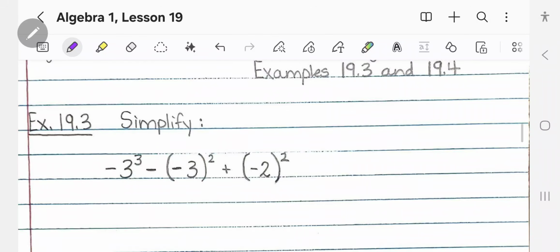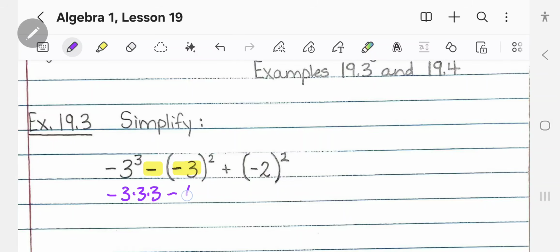So I'm going to copy down. I can see here that the base, since there's no parentheses, is 3. So I'm going to copy down this negative or opposite in front of it and say that 3 cubed, I know, is 3 times 3 times 3. Then I'm going to copy down this minus sign. So I'll bring it down and then I'll write out what this means.